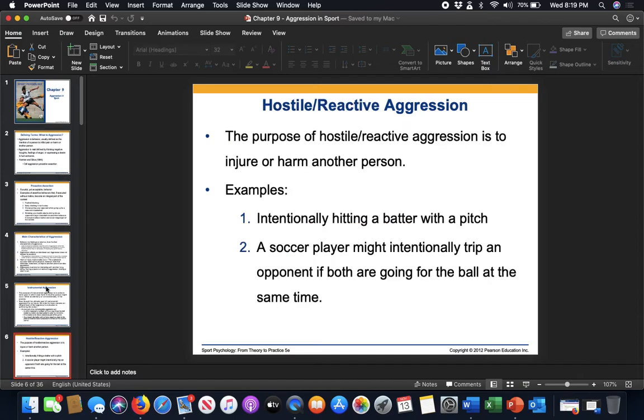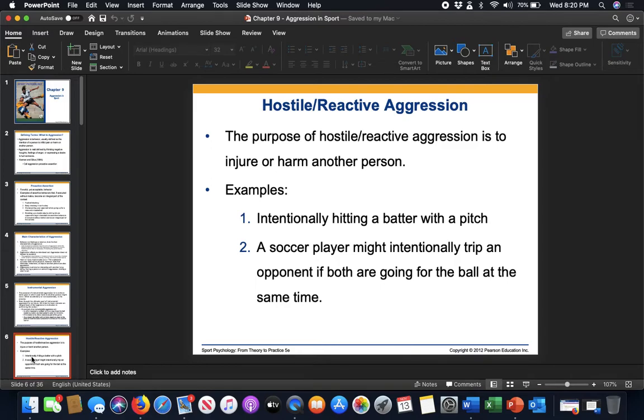Now, this is where the actual intent to hurt or harm or injure is relevant. Hostile or reactive aggression. Intentionally hitting a batter. Like I said, throwing it directly at their head. A soccer player intentionally tripping someone. Instead of trying to do a slide tackle correctly and steal the ball away, you're sliding into trip them versus actually going for the ball. Or a soccer player grabbing at the back of someone's jersey to throw them down to the field. That's hostile or reactive aggression.